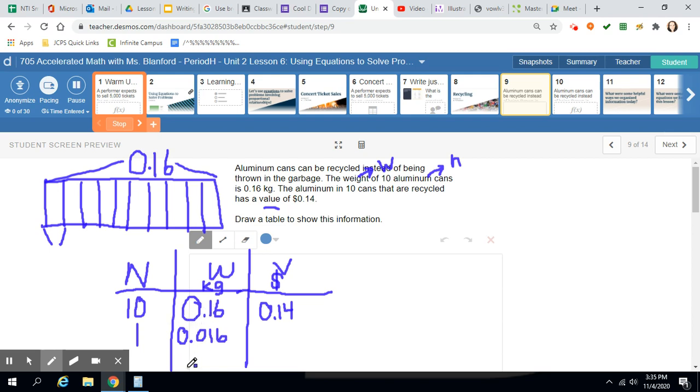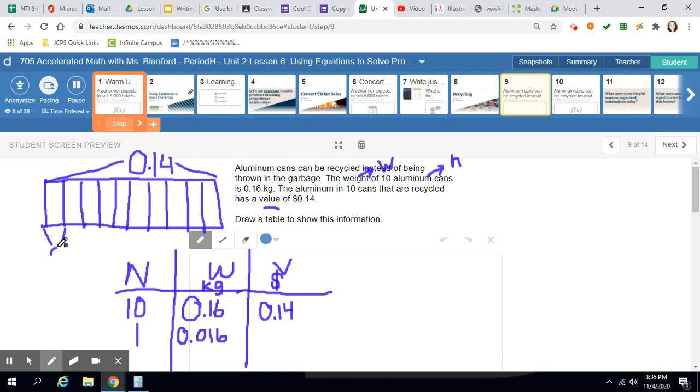Okay. But they also want to know how much it costs, right? So I can kind of do the same thing, right? So here's what I'm going to do for this. I know instead of costing 16 cents, it's not 16 cents, but I do know these 10 cans cost 14 cents, not a piece, but for 10. And I'm going to do the same thing, right? Because the total cost is getting divided into 10 equal pieces.